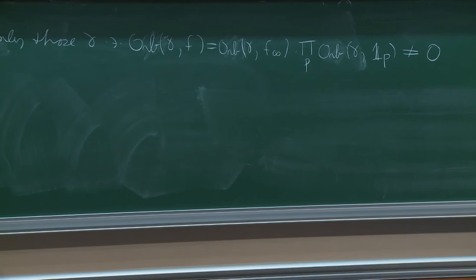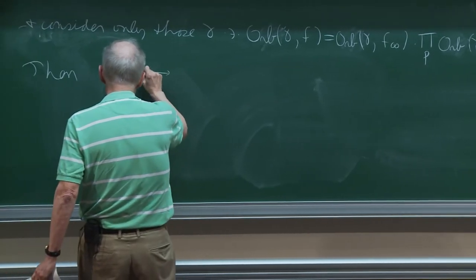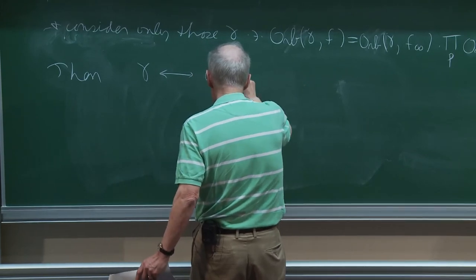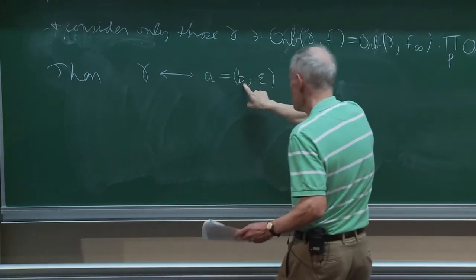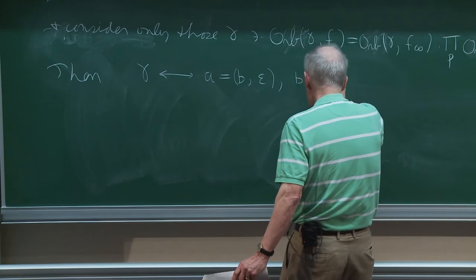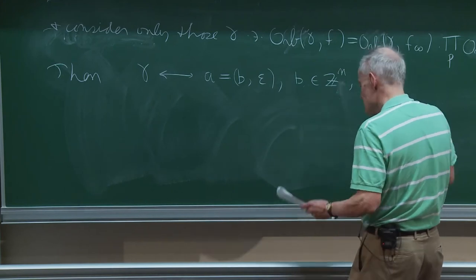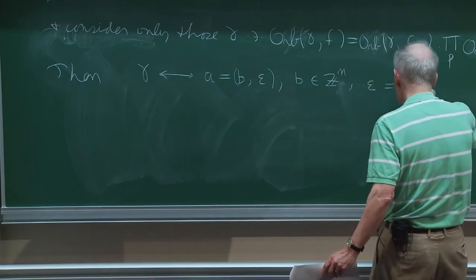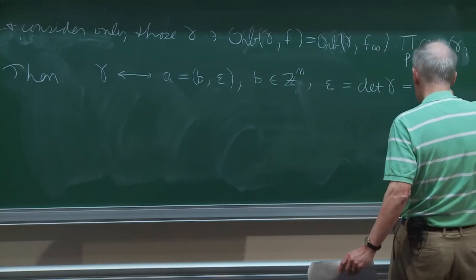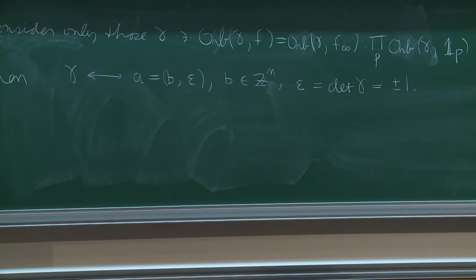And so by making that restriction, I'm looking at elements gamma that are bijective with vectors A, that consist of pairs where b is now an element not just in Q^n, but rather Z^n, and epsilon is then the determinant of gamma, and so that would be equal to plus or minus 1. So integral matrices, yes.